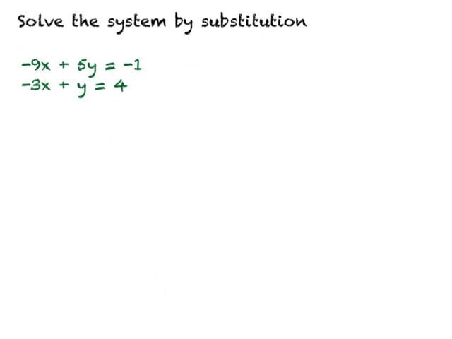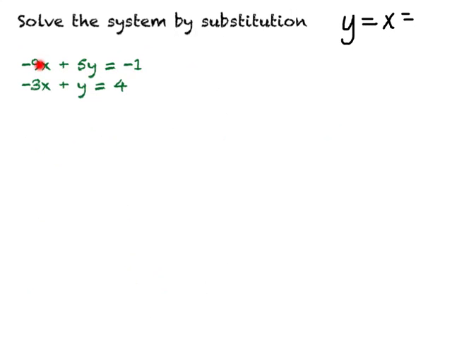Okay, in this example, we want to solve by using substitution. If we remember, we use substitution anytime we have an equation that says y equals or x equals. Now, if I look at these equations, is there one that says y equals or x equals? Well, as I look, neither one of them do. I have negative 9x plus 5y equals negative 1, and negative 3x plus y equals 4. So what I have to do is I have to force it. I have to make it work.